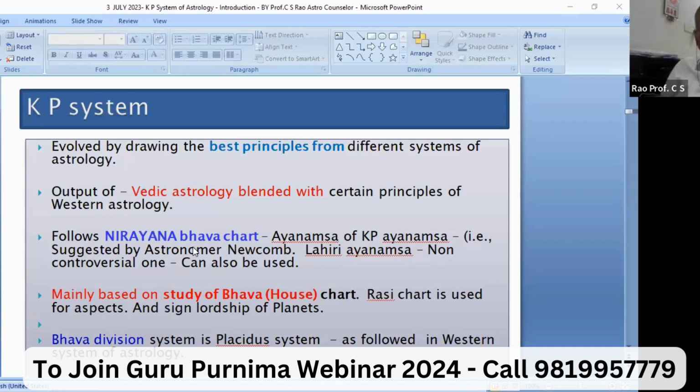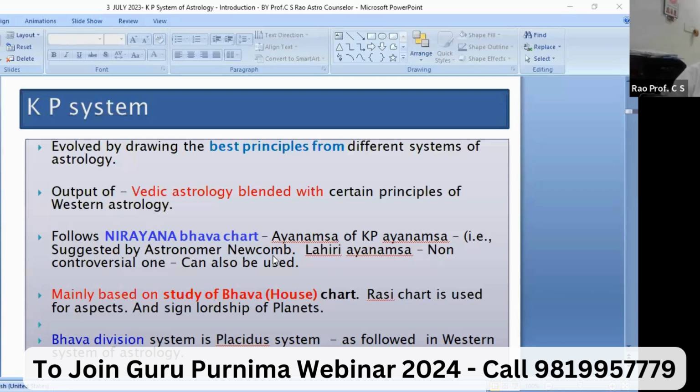So in this, what Professor Krishnamurti did, he followed the ayanamsa suggested by one astronomer, Newcomb. Newcomb was one of around 14 very renowned astronomers in those days, last century. Professor Krishnamurti took the Newcomb ayanamsa and calculated the system.